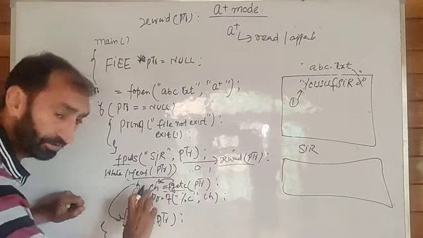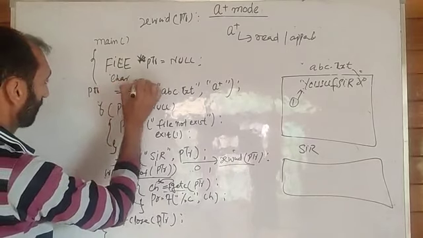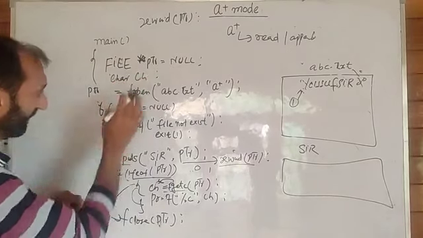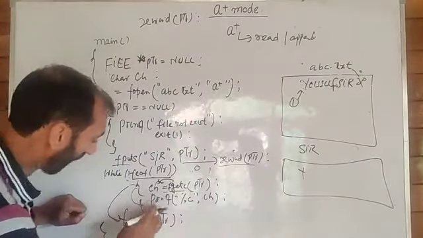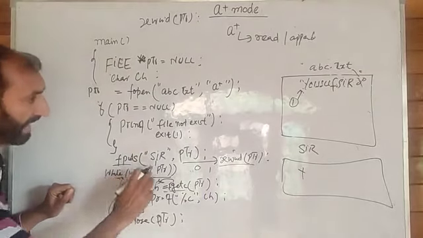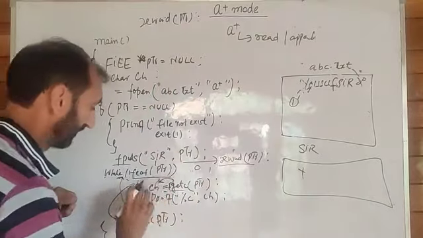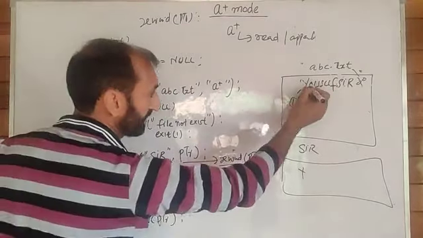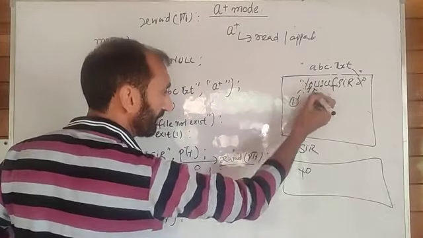In order to use it, first we have to declare ch as a variable. Now printing ch, it will print y. After that, control will go here and get checked: is the file at end of file? No. Now the pointer is here, the file is not at end of file. It will enter, and the next character will get printed. After that, one by one, it will read here.